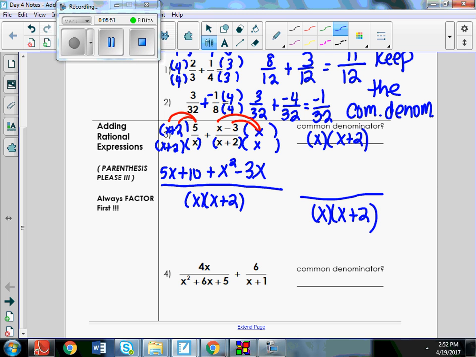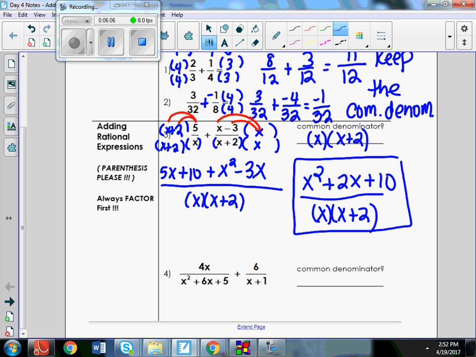First, I write them in degree order. So I've got my x squared, and then I've got negative 3x and positive 5x. I'm going to add those together. That gives me 2x, and then plus 10. I'm going to tell you that the top doesn't factor to anything that's going to cancel. It doesn't even factor. Okay, so that would be my answer.